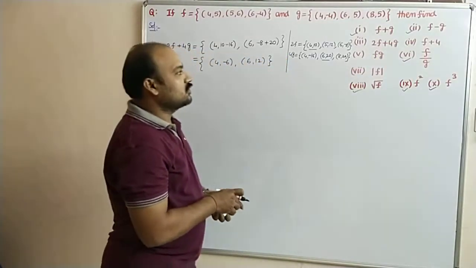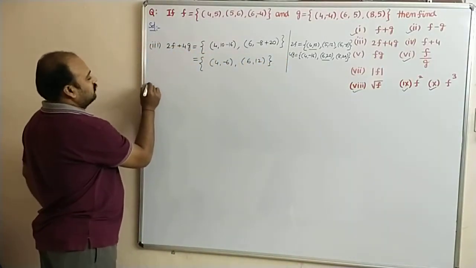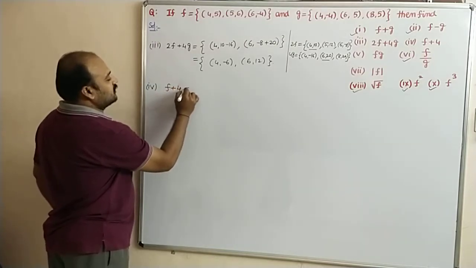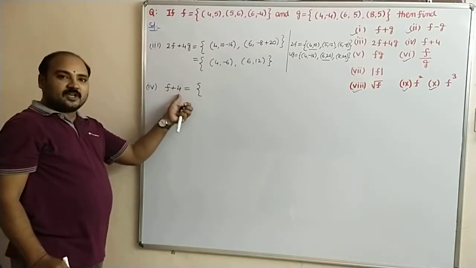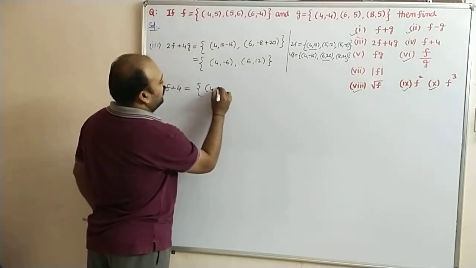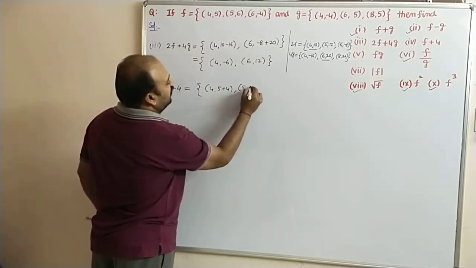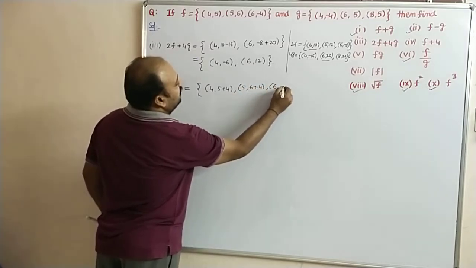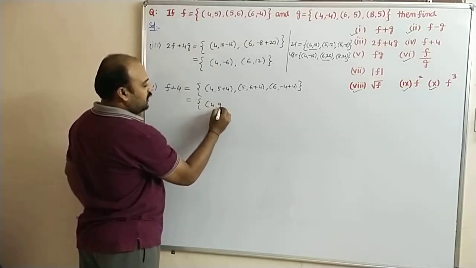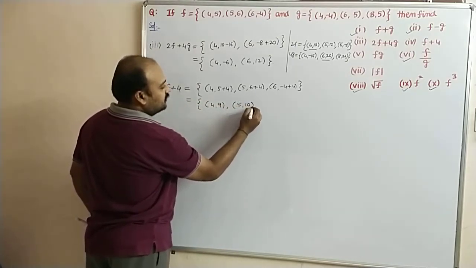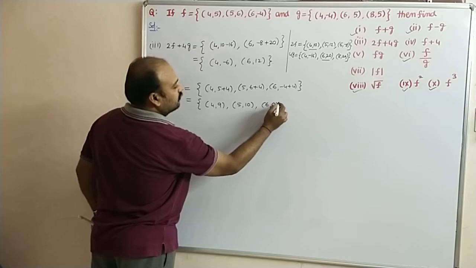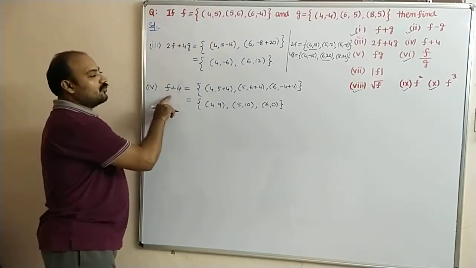2f plus 4g is over. Next f plus 4. This type of question we discussed in the previous question. Just you have to add 4 for the codomain elements in function f. So (4, 5 plus 4), (5, 6 plus 4), (6, minus 4 plus 4), which is equal to (4, 9), (5, 10), (6, 0). This is about f plus 4.